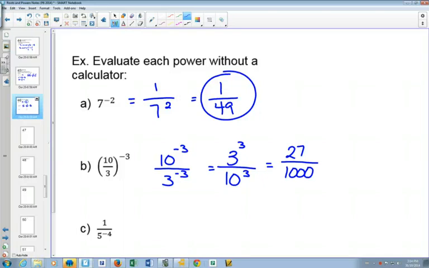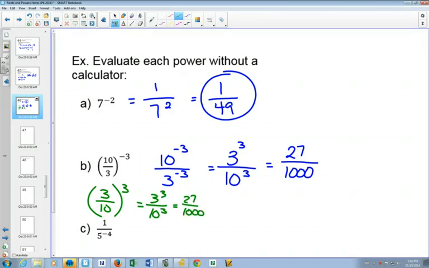Some people like to do the negative exponent thing right away. So another way of looking at 10 over 3 to the negative 3 is sort of just doing the negative first. If the negative goes inside as a negative 1, that would just flip that fraction. And then you would still get 3 cubed over 10 cubed, which is 27 over 1,000. Same amount of steps.